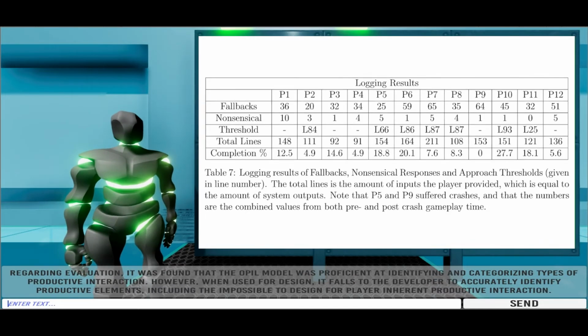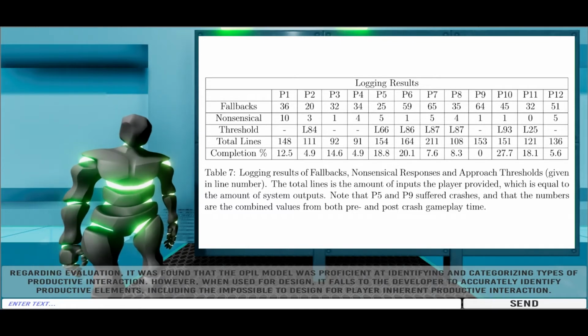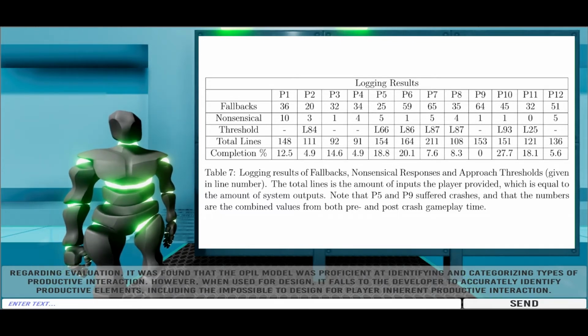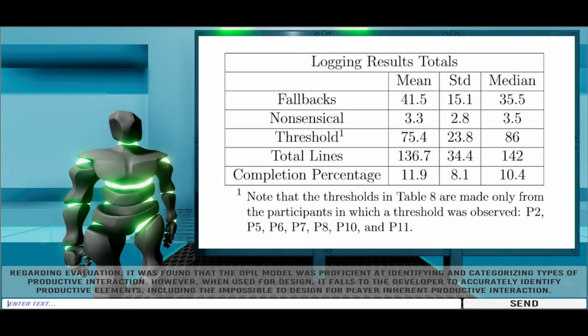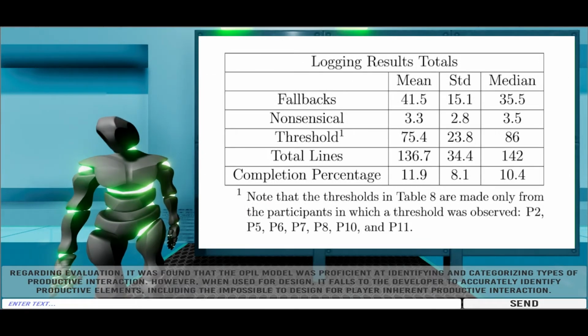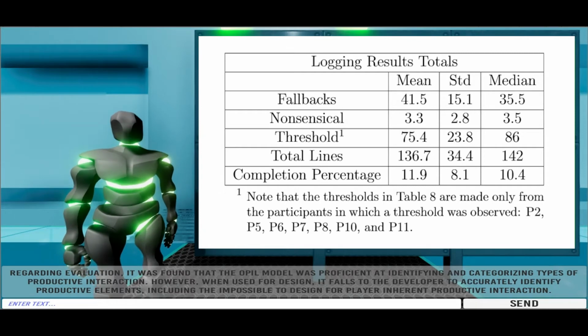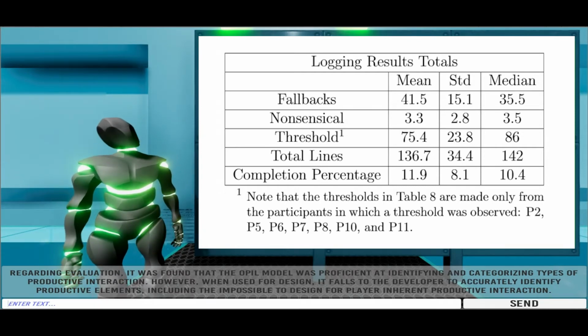Regarding evaluation, it was found that the OPIL model was proficient at identifying and categorizing types of productive interaction. However, when used for design, it falls to the developer to accurately identify productive elements, including the impossible to design for player inherent productive interaction.